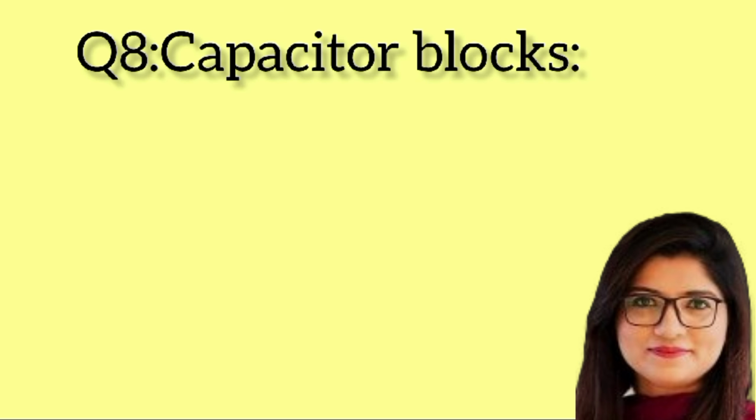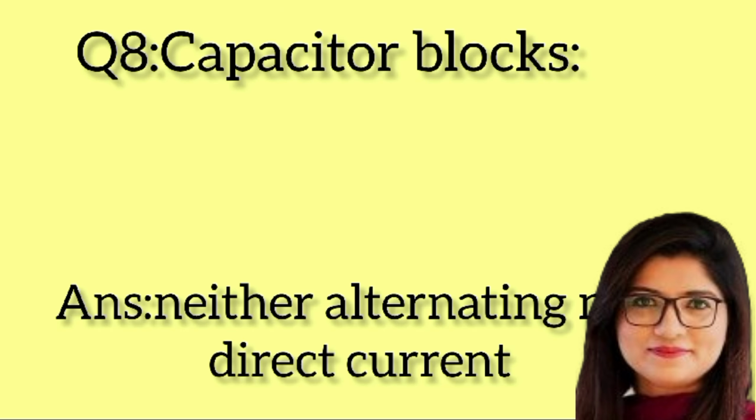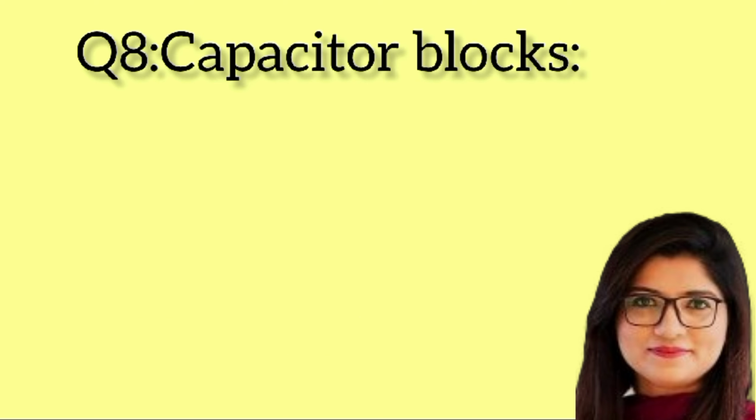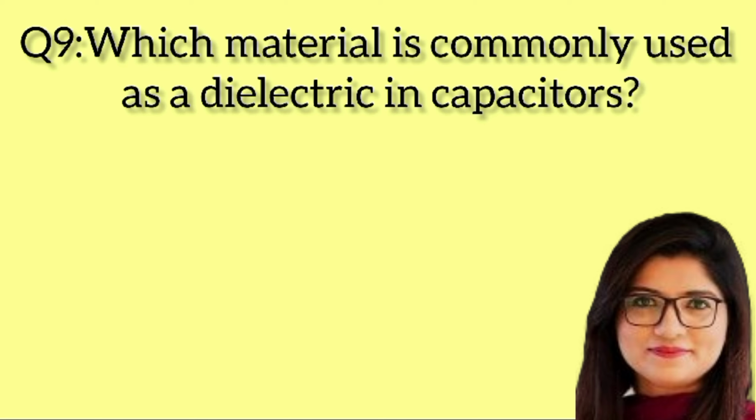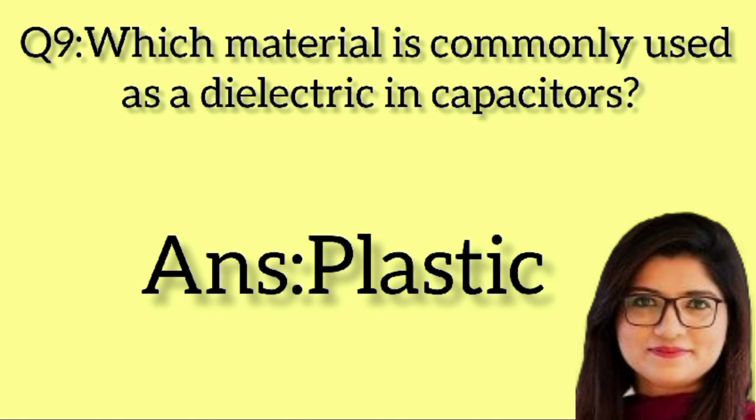Question 8. A capacitor blocks neither alternating nor direct current. Question 9. Which material is commonly used as a dielectric in a capacitor? Answer: plastic.